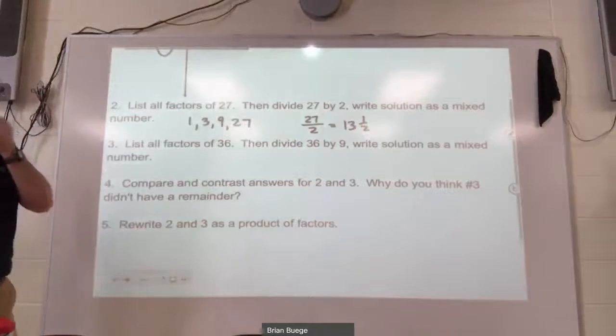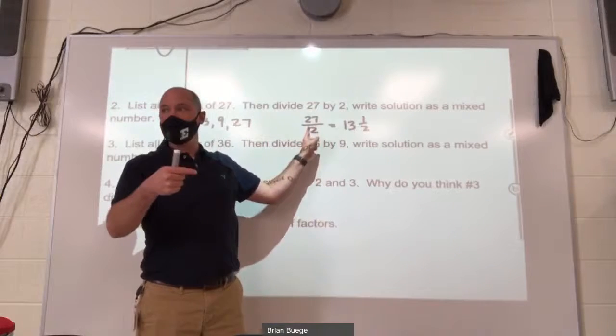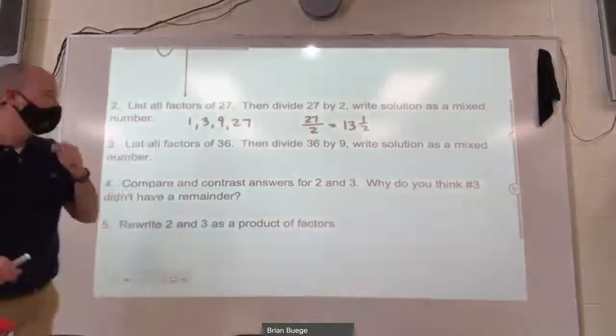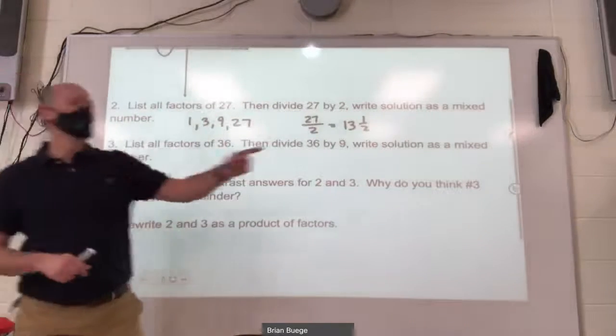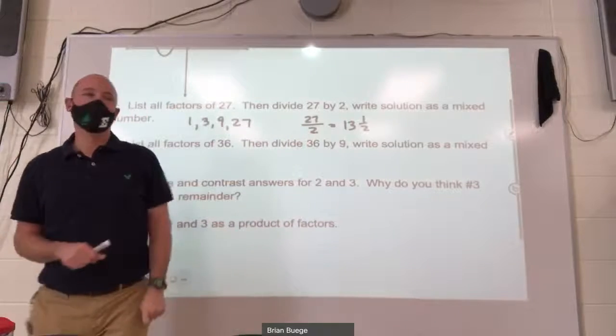We'll get to that a little bit later on. But the whole number tells you how many times that goes in evenly, and then this is your remainder in this case. Remainder of 1, and we were using 2 as what we were dividing by.